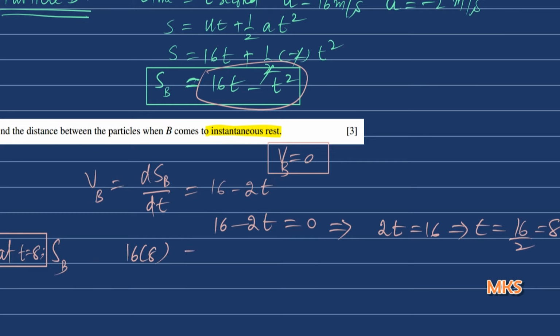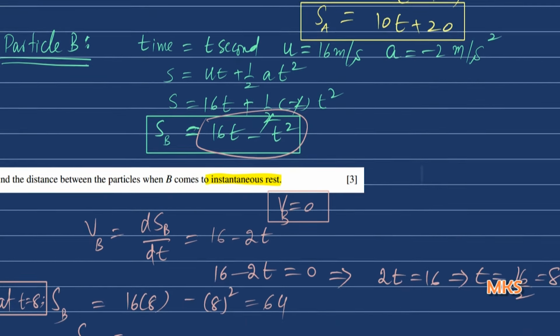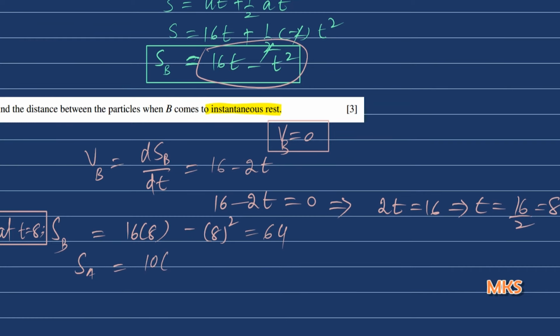minus 8 square, and that is 64. And S of A will be, the expression was 10t plus 20, which means 100 meters. So the distance between them will be 100 minus 64, which is 36. Yes, 36 meters.